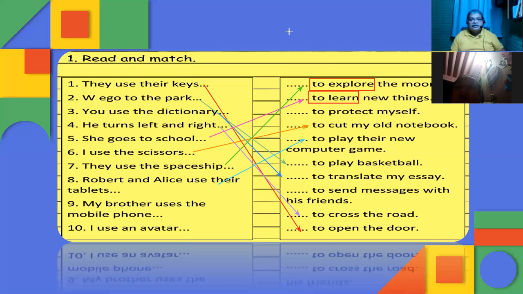My brother uses the mobile phone. To send a message with his friend. Okay. And they use an avatar. To protect myself. Muy bien. Okay.